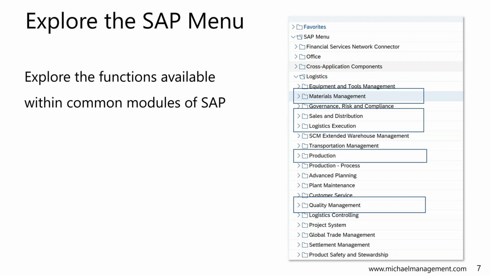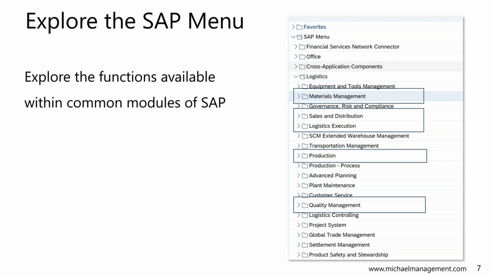Now let's talk about the SAP menu itself. When it comes to doing anything in SAP, you're going to be doing a transaction. You're going to be executing a transaction. And the transactions are all lumped together in these folders within the SAP menu. So some common modules like the materials management module, the sales and distribution module, the logistics, production, quality, finance, all of these functional areas of your business have their own dedicated folder within the SAP menu.